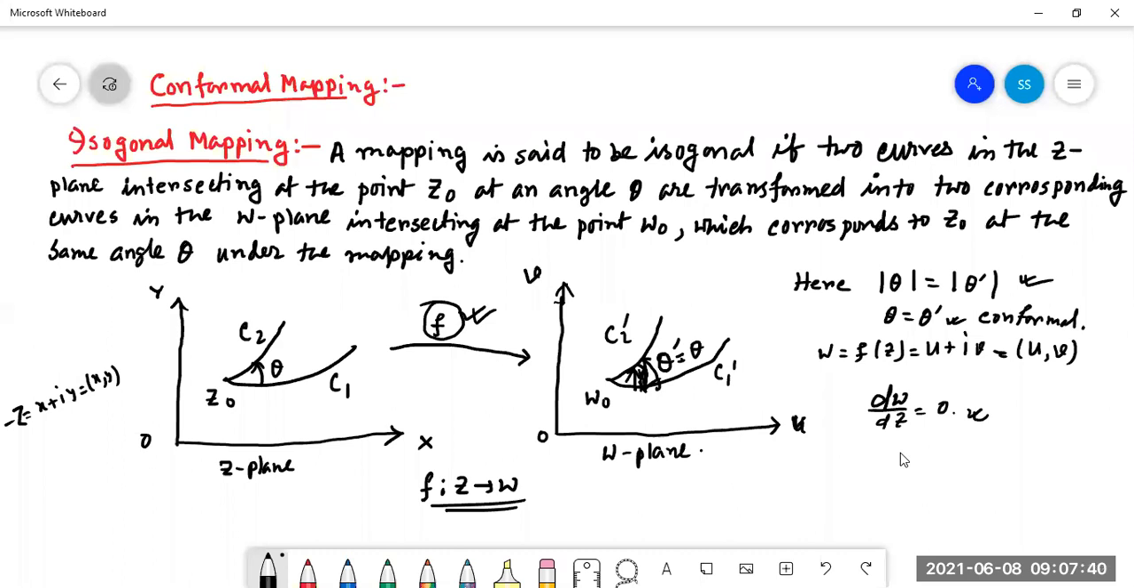If theta equals theta dash, that means the angle between the two curves which was in the Z plane, the same angle will occur in the W plane, as well as the sense will also be equal, then it is called the conformal mapping. Is it clear? When mod theta equals mod theta dash, that means only the magnitude is equal. Since the sense is not equal, then it is isogonal. When theta equals theta dash, that means magnitude and sense both are equal, then the mapping F is called conformal. Is it clear to everybody? Yes, sir.